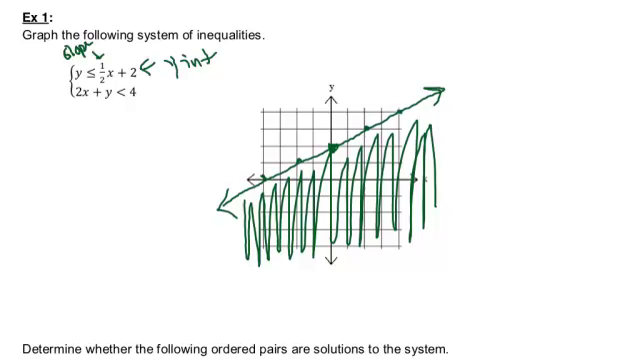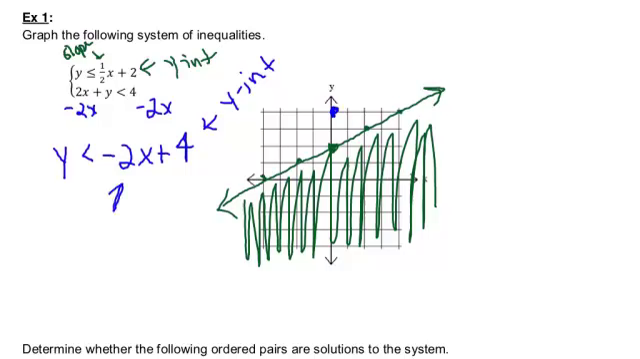We can change this to slope-intercept form by subtracting 2x. So y is less than negative 2x plus 4. And we'll graph this as well. So we're going to start at 4, which is our y-intercept. And our slope is -2. So we're going to go down 2 and to the right 1, because remember this is -2 over 1.